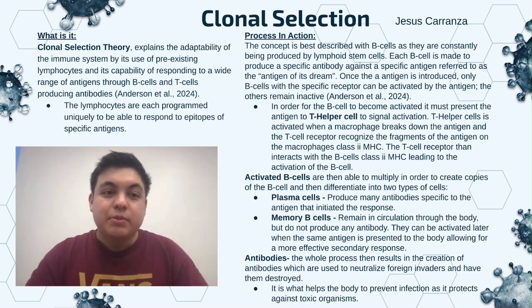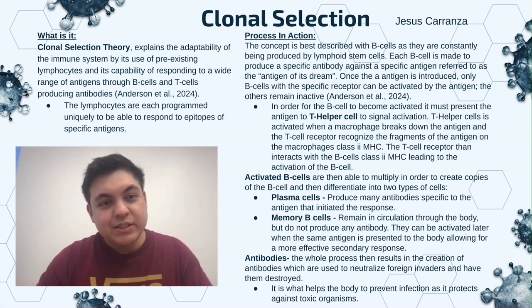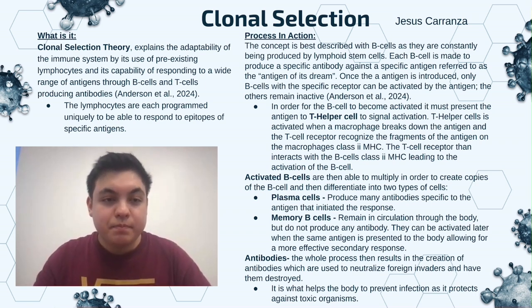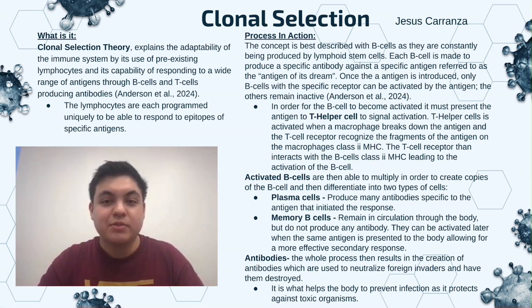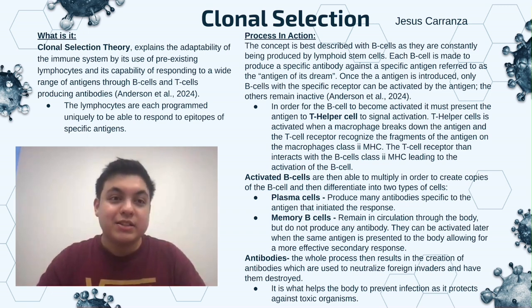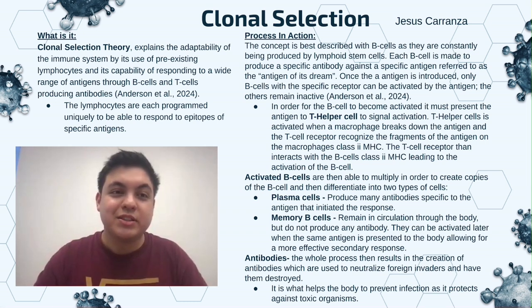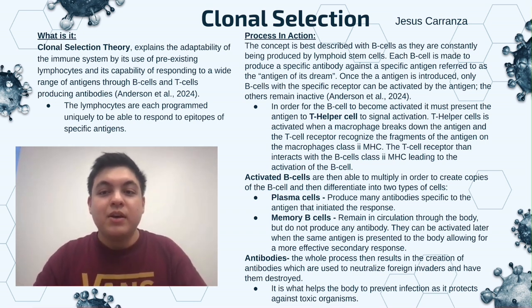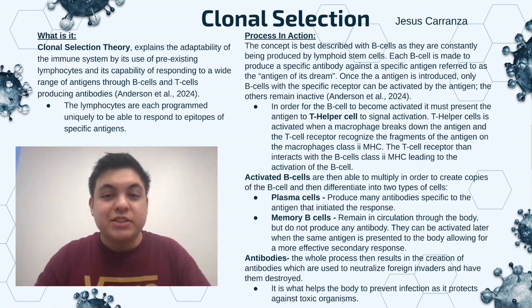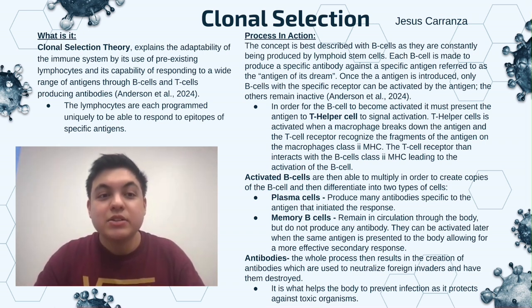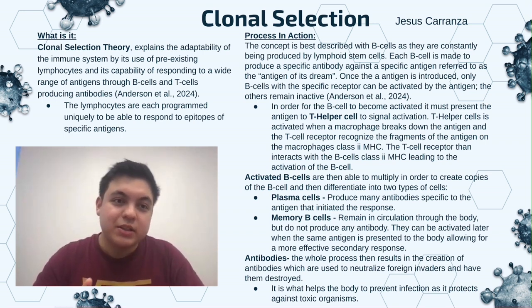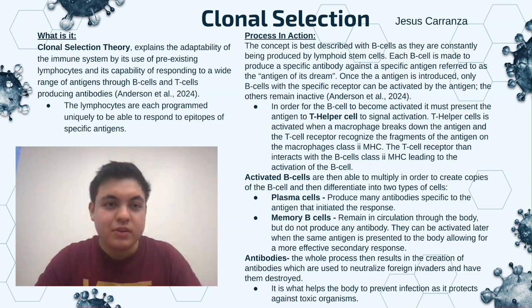This concept can be easily explained by using the B cells specifically, since they are constantly being made by the lymphoid stem cells. Each B cell is made to produce a specific antibody against a specific antigen that is entering the body. This can be referred to as the antigen of its dreams, since they are both basically made for each other. And this is only for B cells with a specific receptor that can be activated by the antigen. So 1 cell is equal to 1 antibody because they specifically code for each other, but more specifically the B cell codes for that antigen.